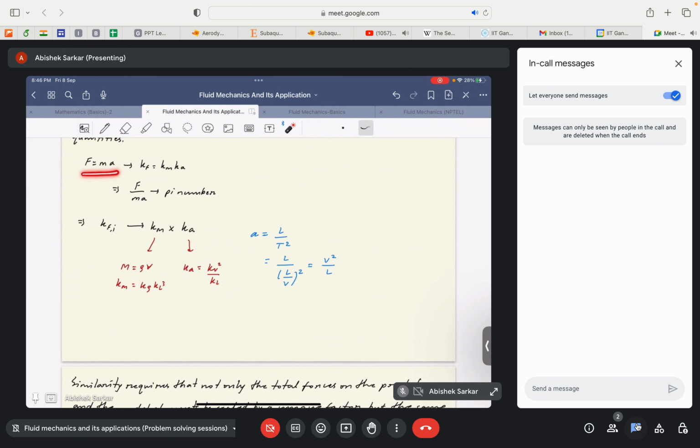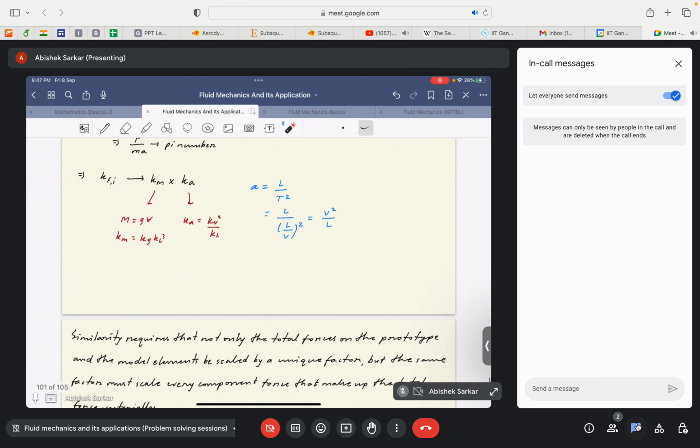Similar to that, F is equal to ma, it's basic Newton's second law. So if we say F scales as kf, mass scales as km, and acceleration scales as ka, obviously between the prototype and the model, the ratio of these scales, since these two are equal, if we take this as a denominator, this should again give a non-dimensional number.